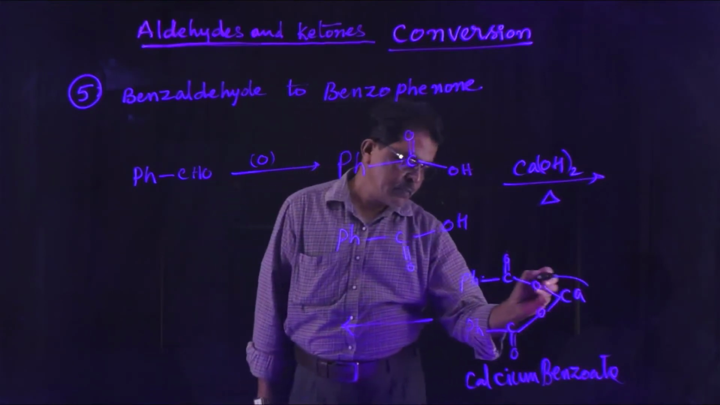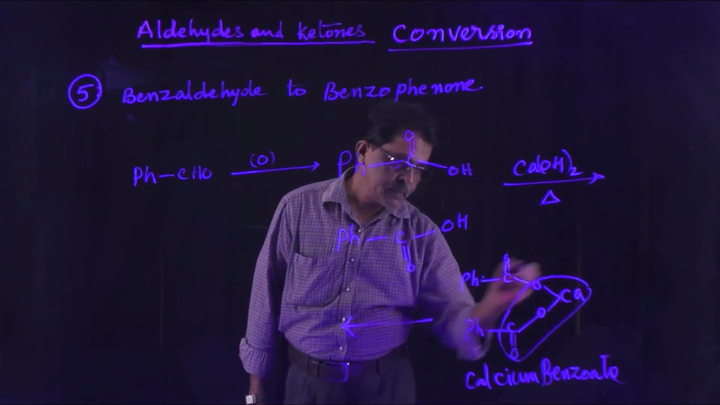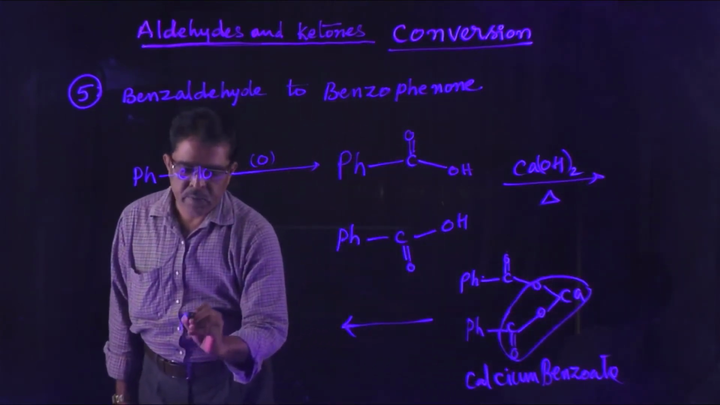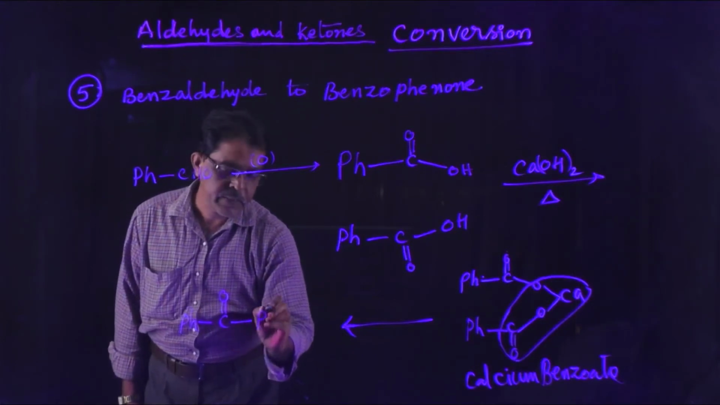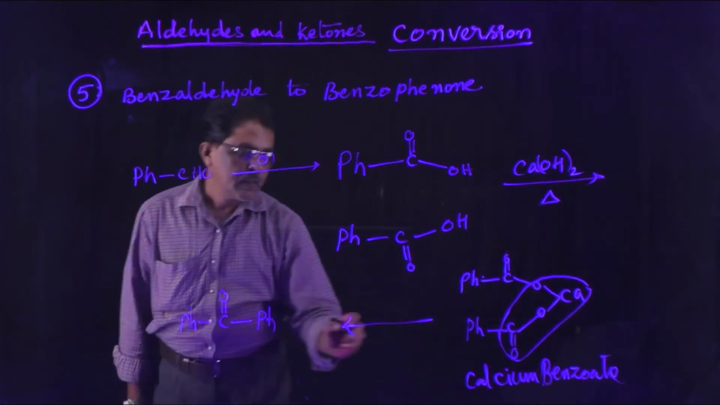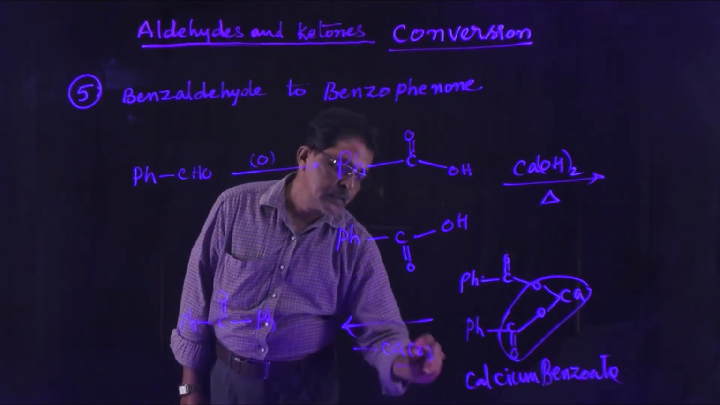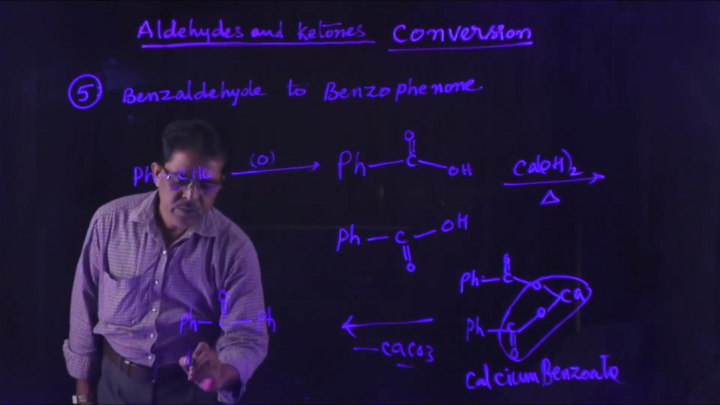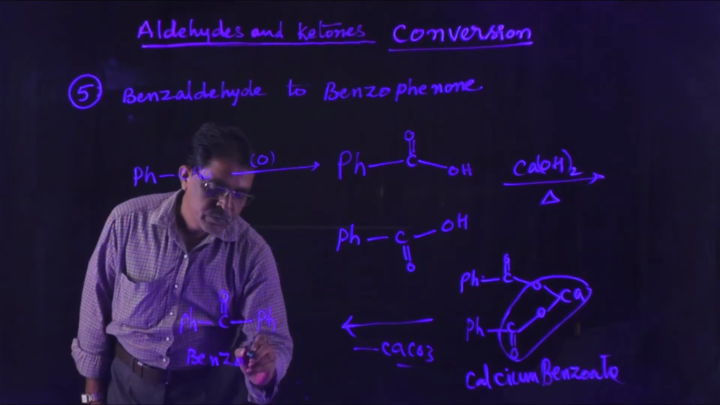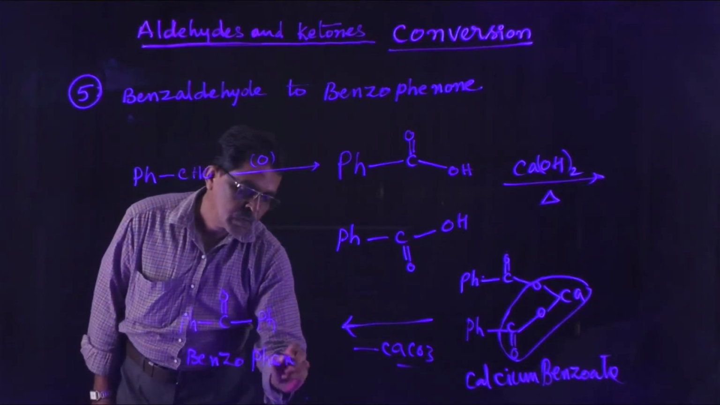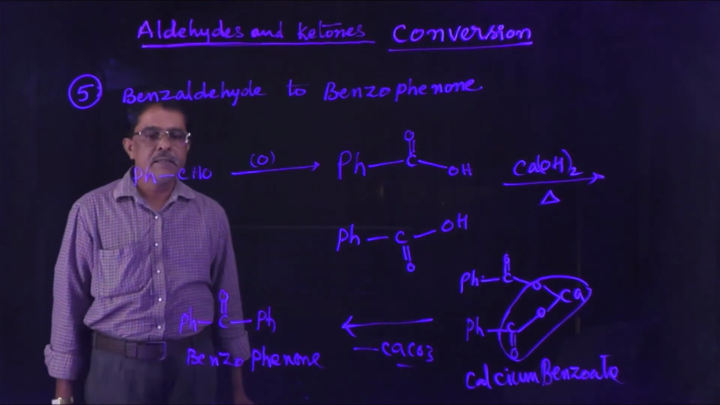Then we can remove this CaCO3 molecule, right? Then we will get the desired product PhC=OPh, right? And the byproduct is CaCO3. So this is your benzophenone. Benzophenone is obtained, right? Understand?